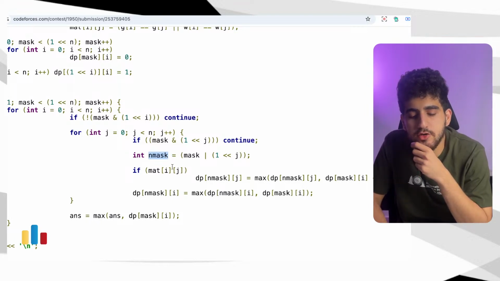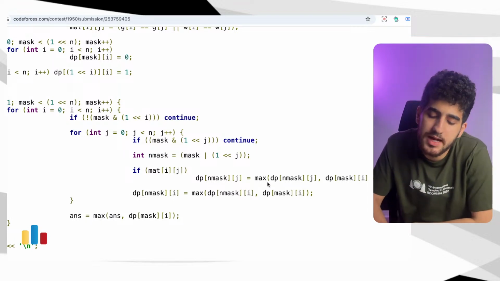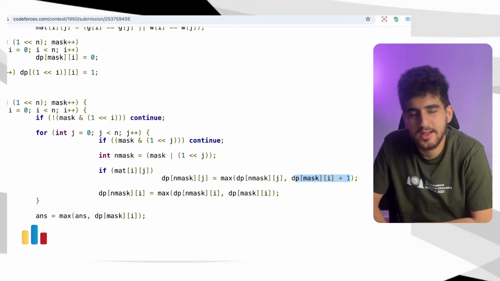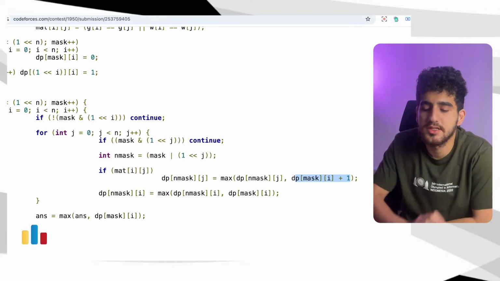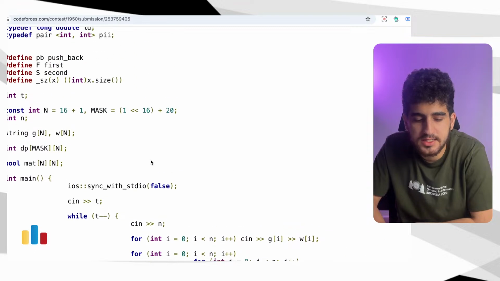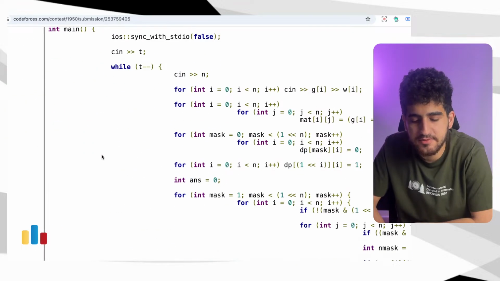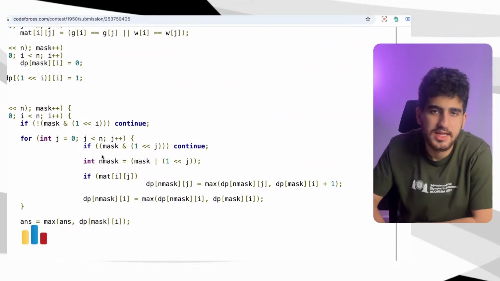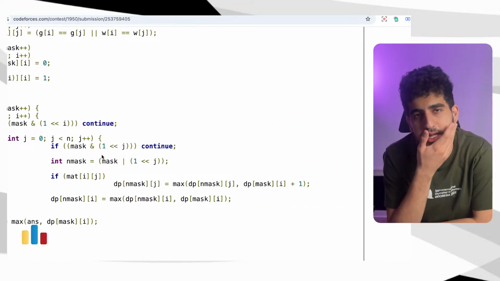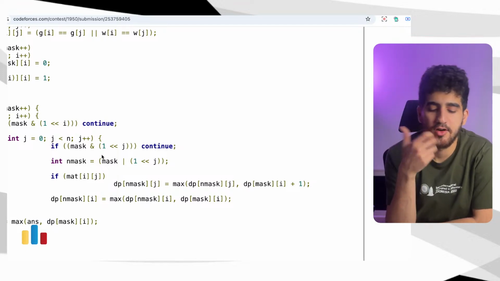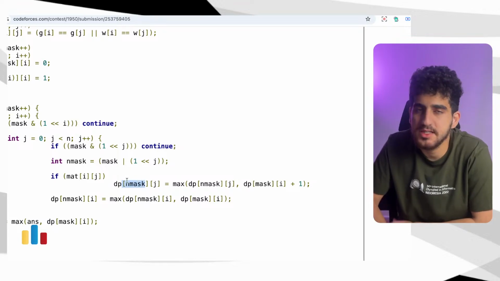If j could come after i, I say that dp of n mask and j is equal to maximum of dp of n mask and j and dp of mask and i plus 1. In brackets, let me also tell you that this dp could also be defined as boolean, because always, as I said, dp of mask and every i is equal to the number of set bits in mask, or in other words, as you have learned recently, is equal to built-in pop count of mask. Always. So you could also have it as a boolean, but it's not important.